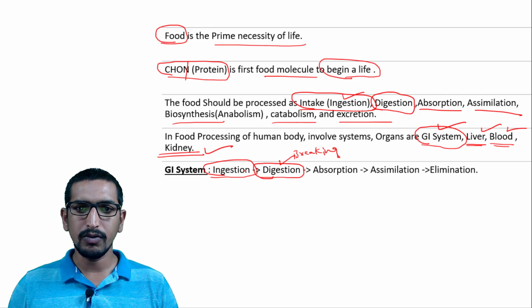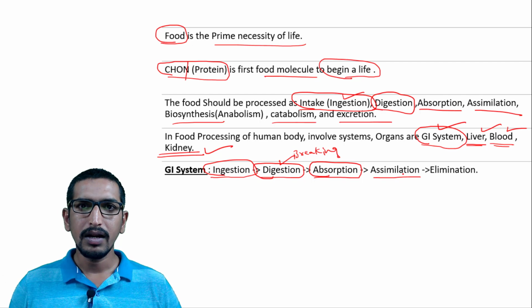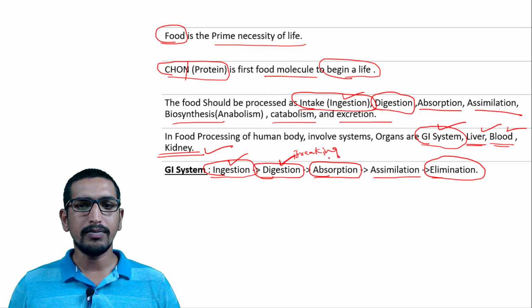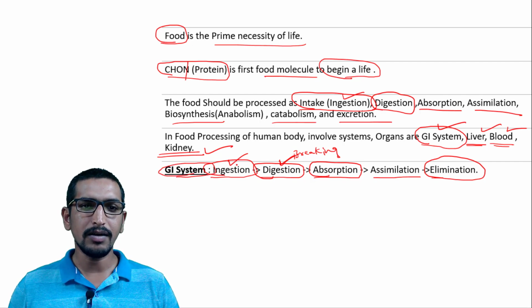First food enters the body and is digested, and food is absorbed in the intestinal wall. Food is assimilated, meaning the food crosses from the intestinal wall into the blood capillaries; that is assimilation. The remaining waste of the food from the GI system is eliminated. So the GI system majorly participates in intake of food, the ingestion process, digestion, the breaking process, absorption, assimilation and elimination of the food. This is the GI organ which majorly participates in processing the food.